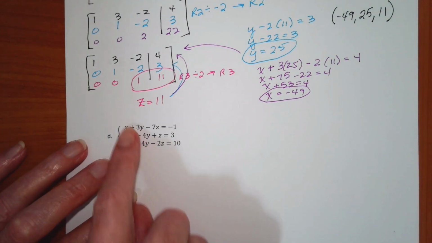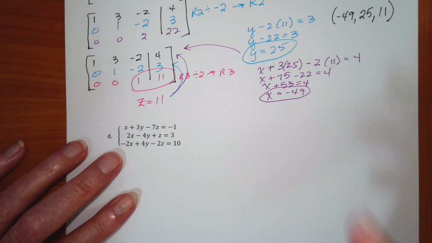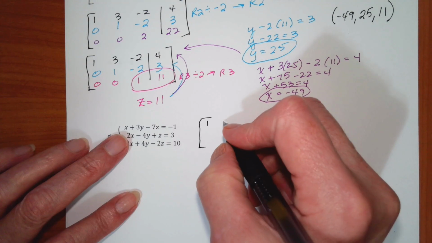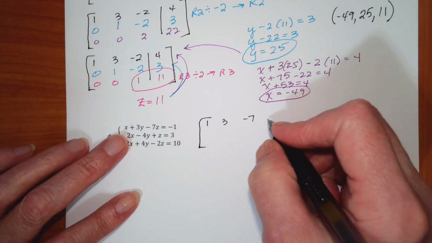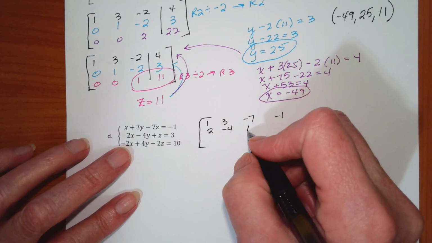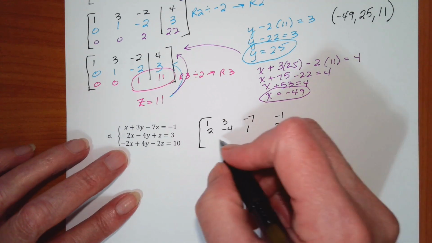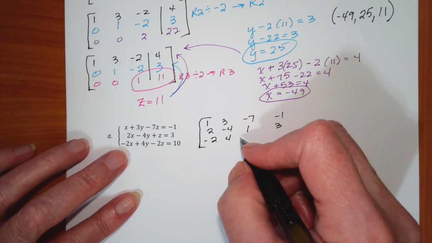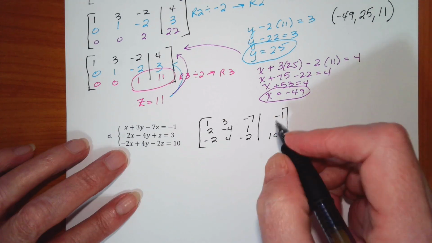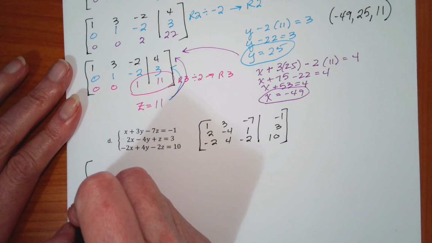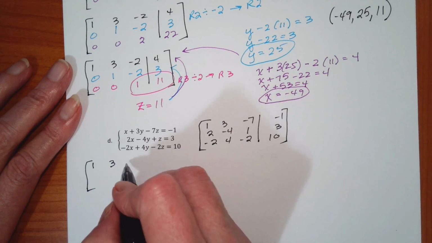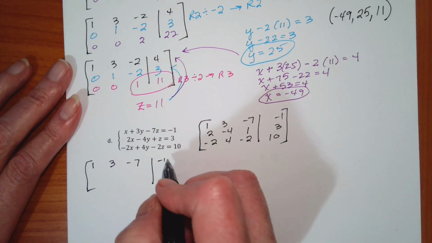Okay, same thing here. Everything's all lined up nice and pretty, so I'm going to put it into its matrix, and I'm going to try to write smaller on this one so I have enough room. 1, 3, negative 7, negative 1, 2, negative 4, 1, 3, negative 2, 4, negative 2, 10. Okay, so when I'm going down here, I know my first row is good. 1, 3, negative 7, negative 1.